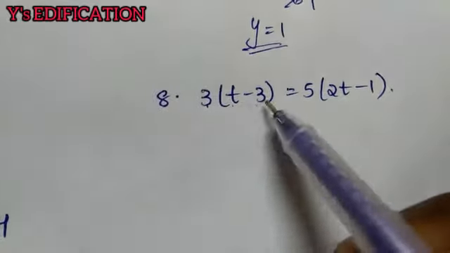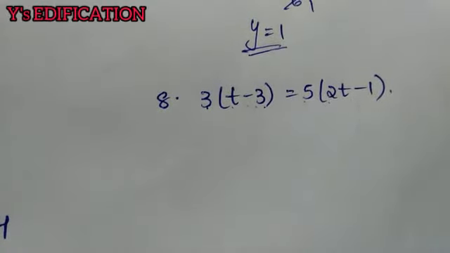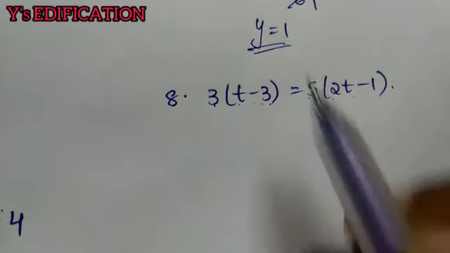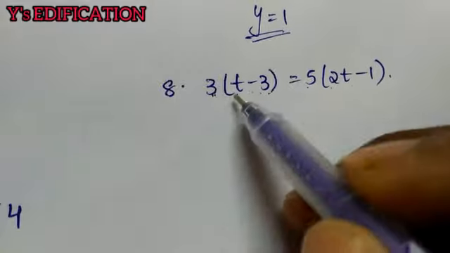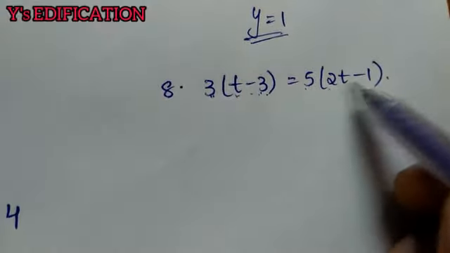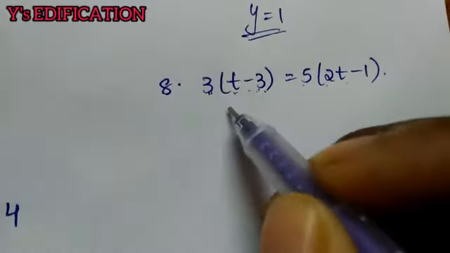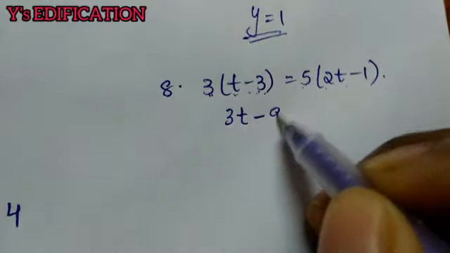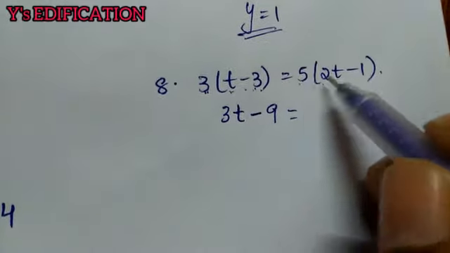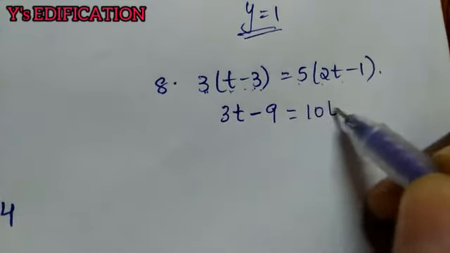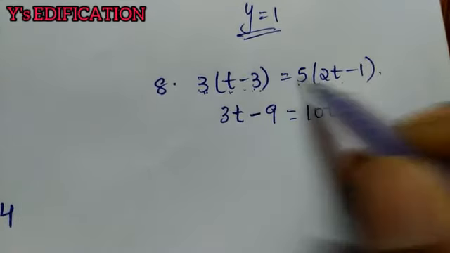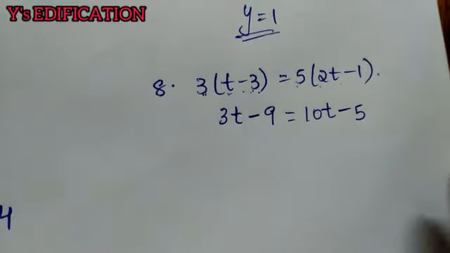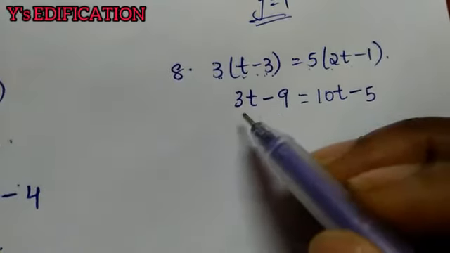3 into t minus 3 is equal to 5 into 2t minus 1. Okay, similarly to what we have done in the previous one, just multiply this 3 with t minus 3 and this 5 with 2t minus 1. 3 into t is 3t, minus 3 into 3 is 9, is equal to 5 into 2t is 10t, minus 5 into 1 is 5.